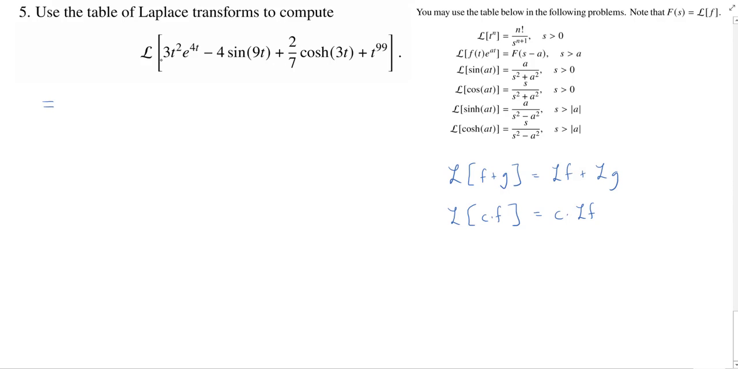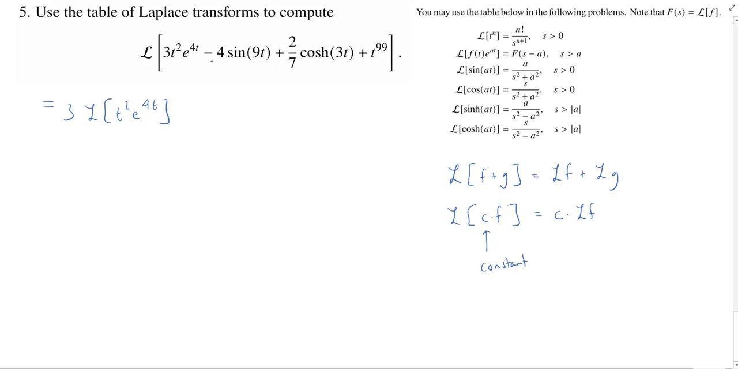So for the first one, I can pull out the 3. I cannot pull out the t squared. t squared is not a constant. This c here is a constant value. Can't use a variable value like t. So I have 3 times the Laplace transform of t squared e to the 4t.